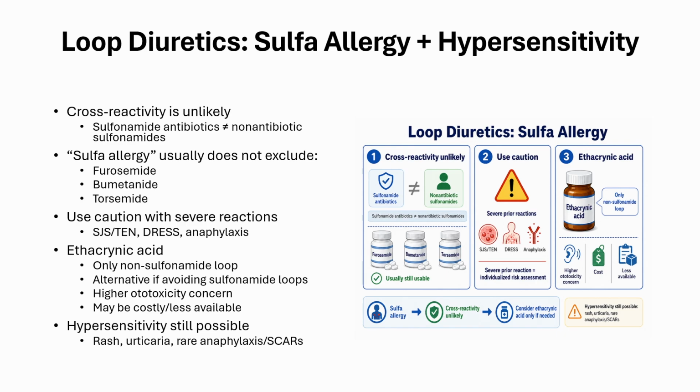Ethacrynic acid carries its own significant limitations though, notably the highest ototoxic risk among the loop diuretics, and its limited availability along with being quite expensive the last time I checked. Loop diuretics can also cause hypersensitivity reactions independent of sulfonamide allergies. Reported reactions include rashes, urticaria, rare anaphylaxis, severe cutaneous adverse reactions, and rare organ-specific immune injury such as acute interstitial nephritis.